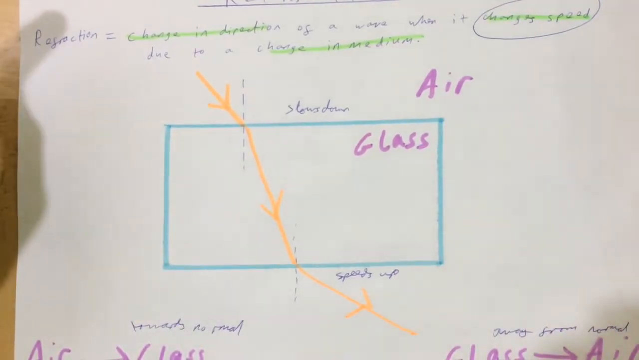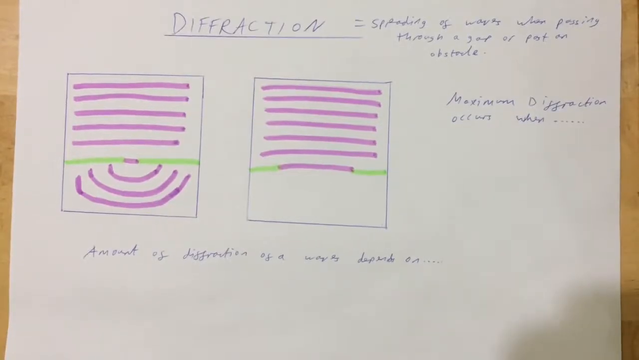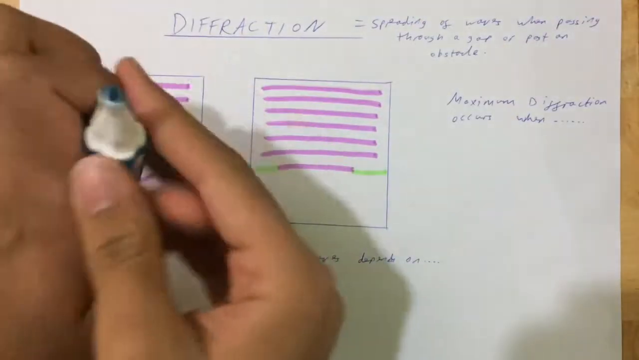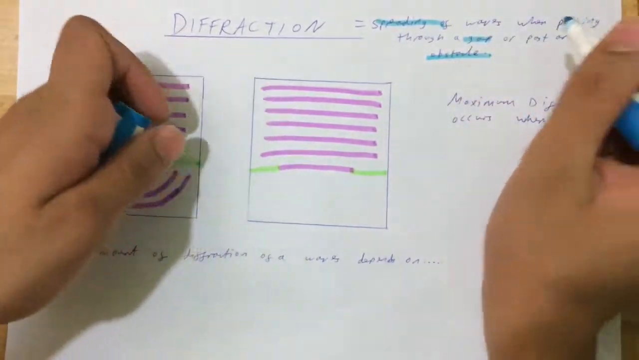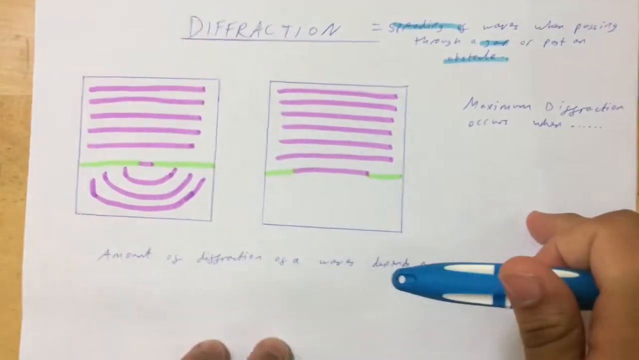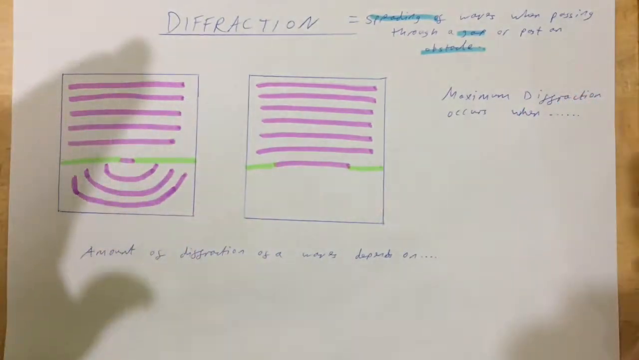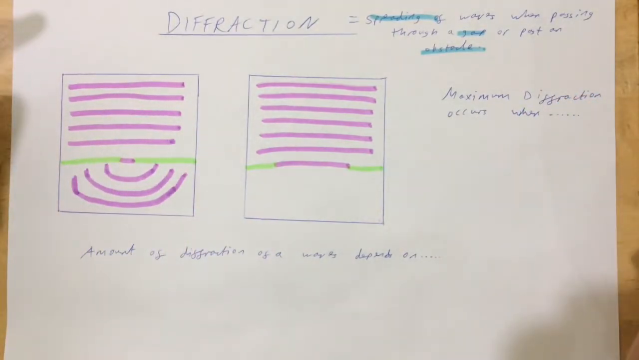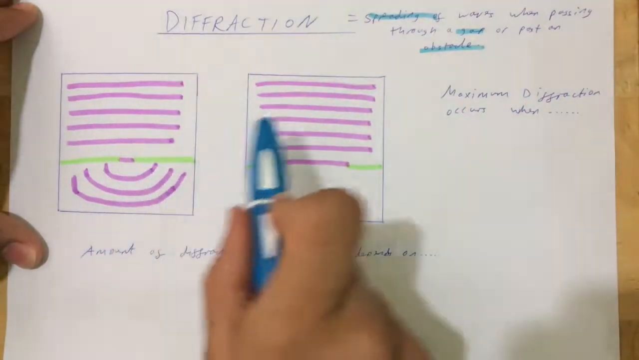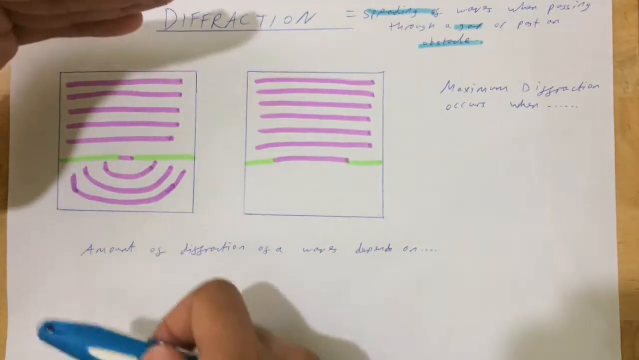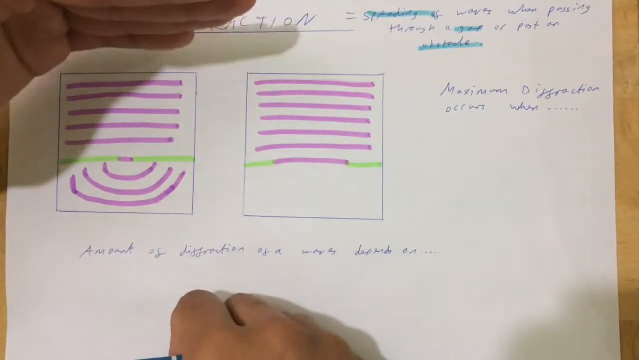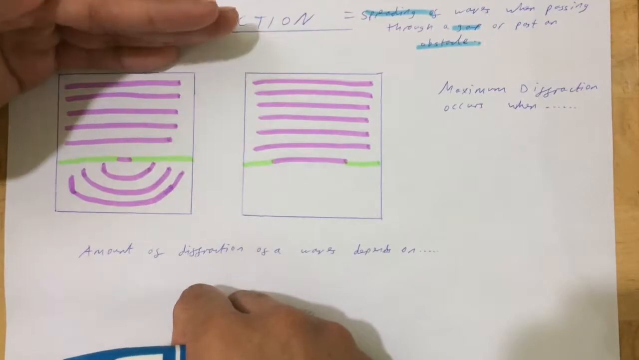Let's look at diffraction now. So, diffraction. What is diffraction? Diffraction is the spreading of waves when passing through a gap or past an obstacle. And diffraction occurs in all waves and can be easily shown by water waves in a ripple tank. Here I have two examples. The first, here are our waves in a ripple tank. There's usually a vibrating beam here which creates these waves.